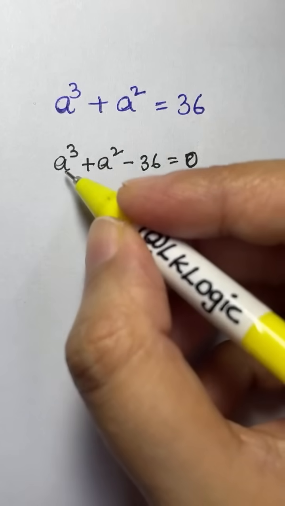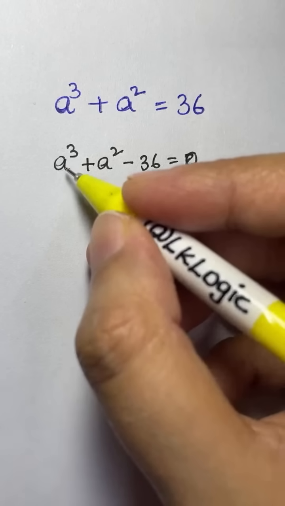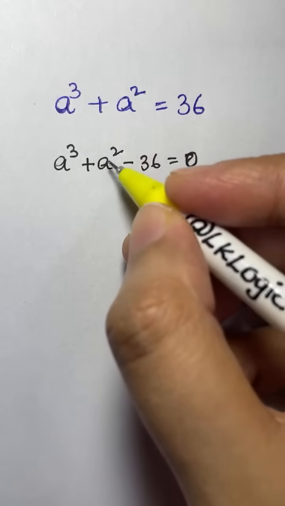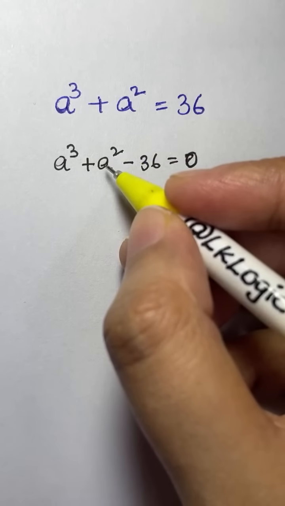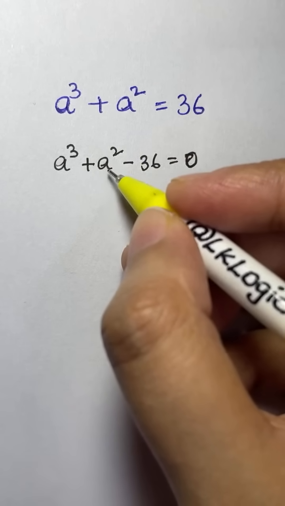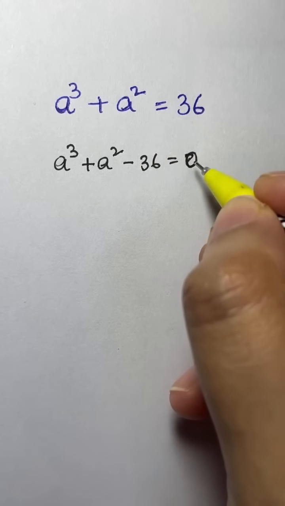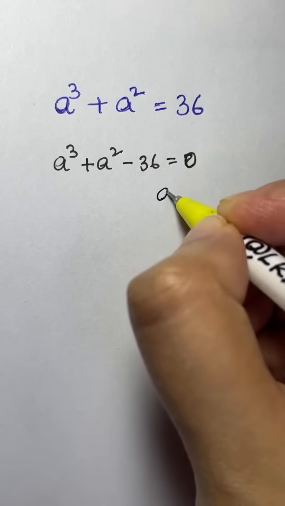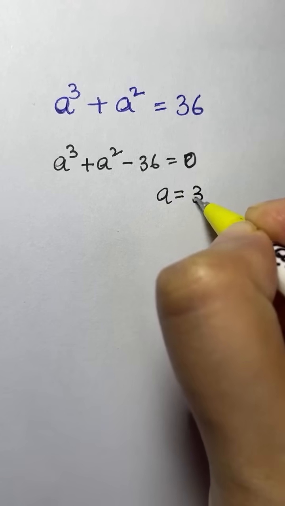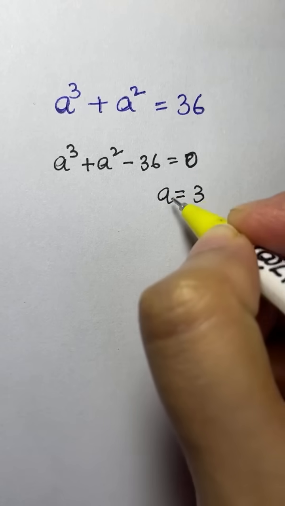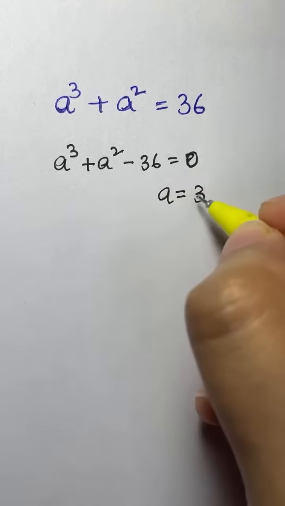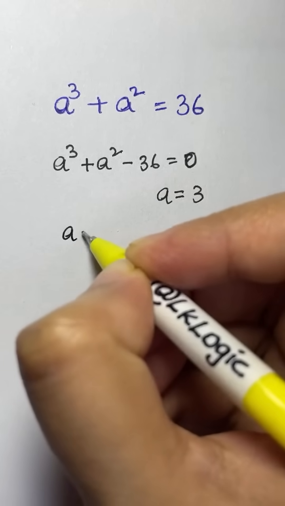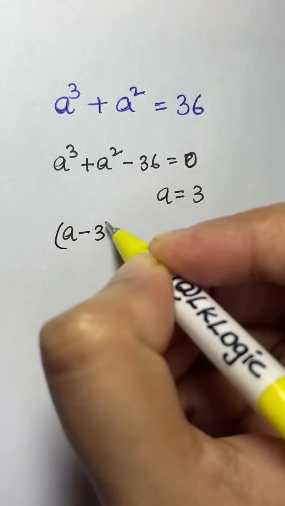2, no. 3, let's see 3. If we substitute 3 cube plus 3 square, that's 27 plus 9 equals 36. 36 minus 36 gives you 0. So we have one factor that a is equal to 3. We got one factor by using the trial and error method. So we have a minus 3 is one factor.